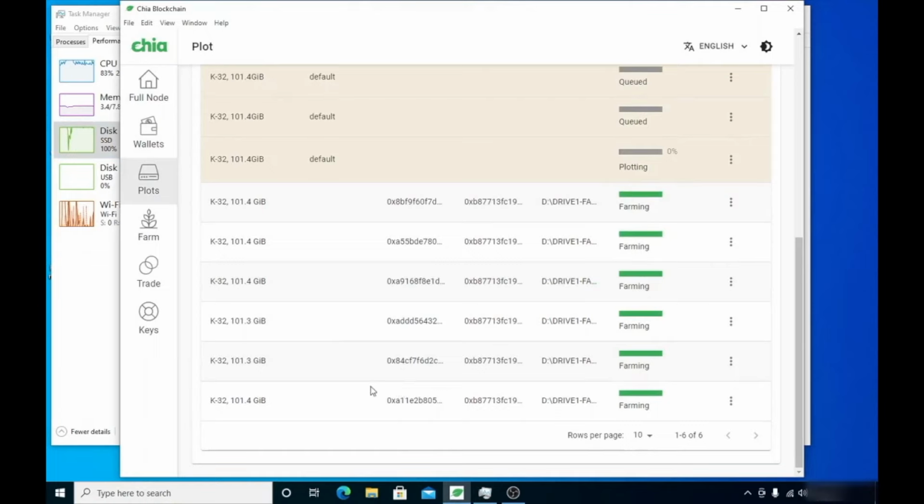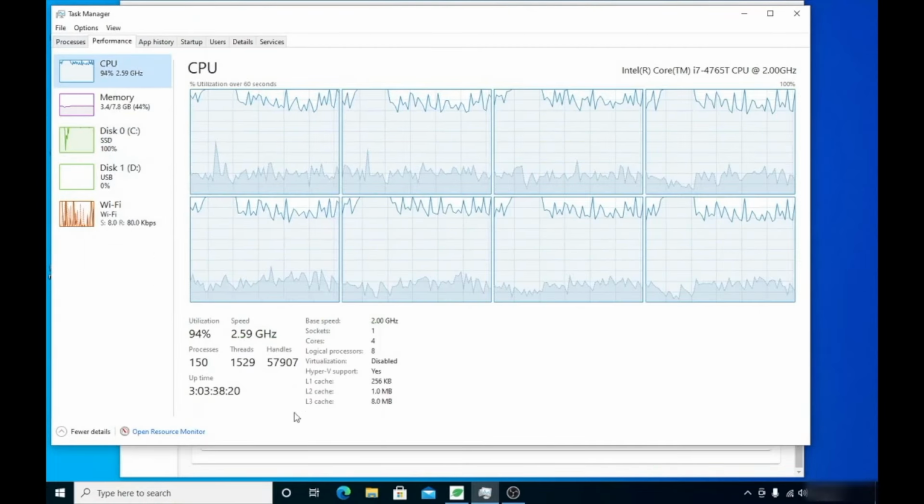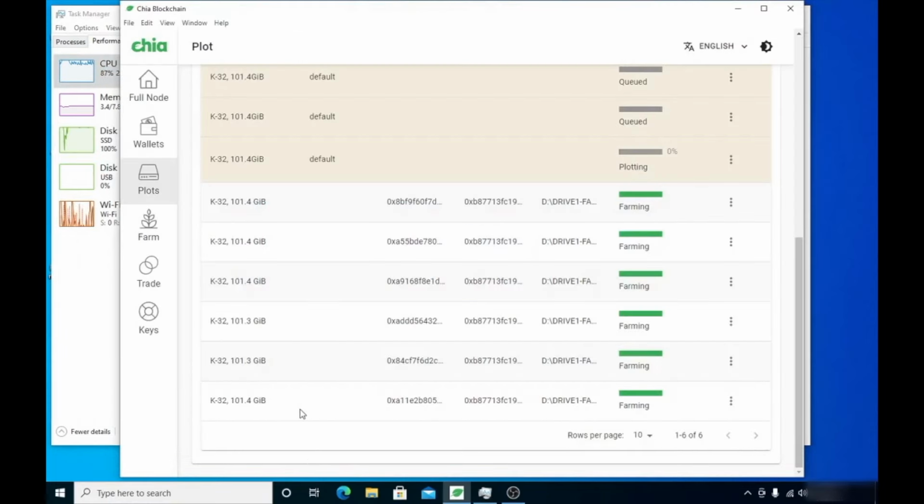And what did we get in 3 days? Let's go back to 3 days, 3 hours, and 38 minutes. We have 1, 2, 3, 4, 5, 6 completed plot files farming, and 1 continuing its plot from the queue. Now that's pretty decent. It's not the greatest, right? But I do notice that this machine hasn't done anything else. It's not running anything else.